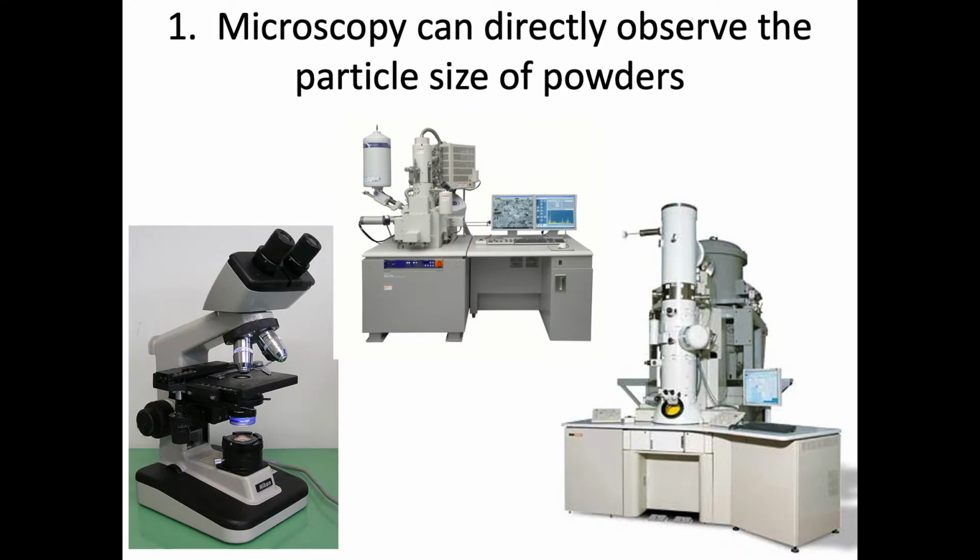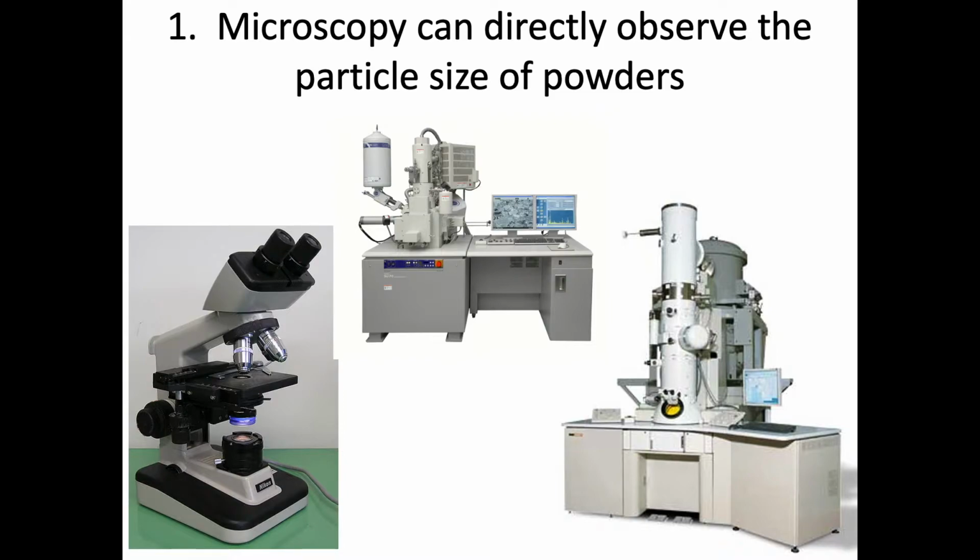Okay, so the first technique that I want to talk about is microscopy. I lumped all of my microscopy together. So this could be light microscopy, so a simple light microscope. This could be SEM, scanning electron microscopy. This could be transmission electron microscopy, TEM. Any of those methods where we can directly observe powders. So we can get particle size, we can get morphology, so shape information as well.